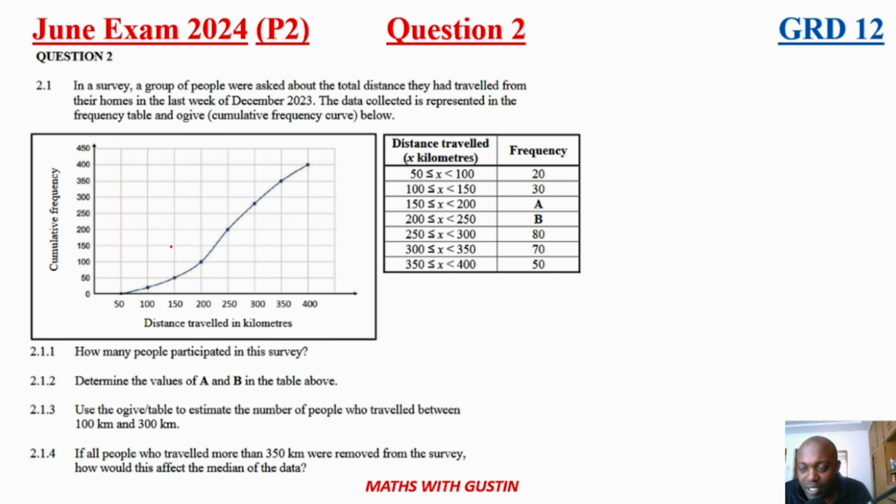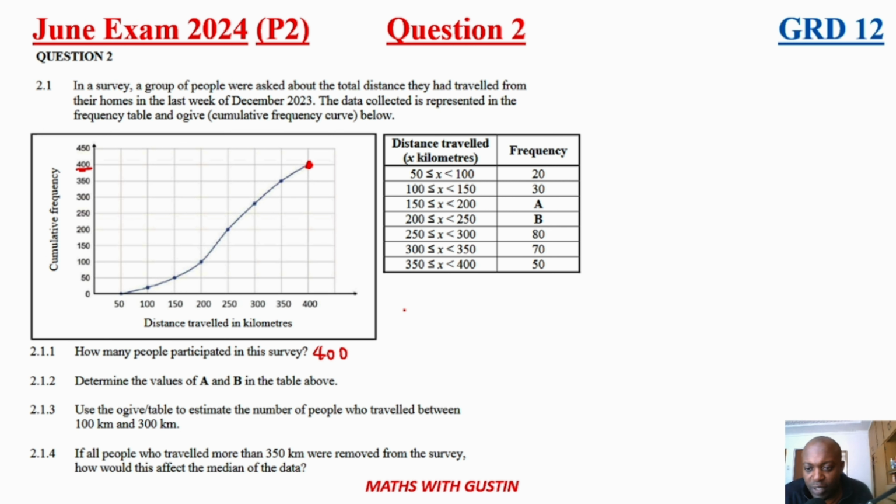Now let's have a look at question number 2.1.1. How many people participated in the survey? This one is simple, guys. You just have to look at the maximum number here. You check how many people are there. So therefore this is clear. 400 people participated in this survey.